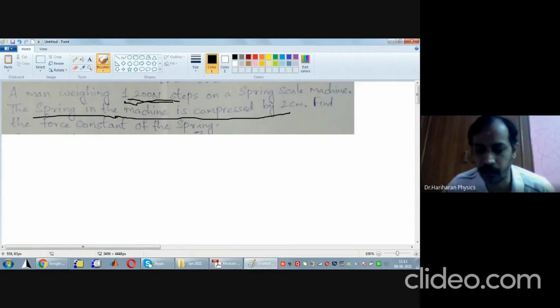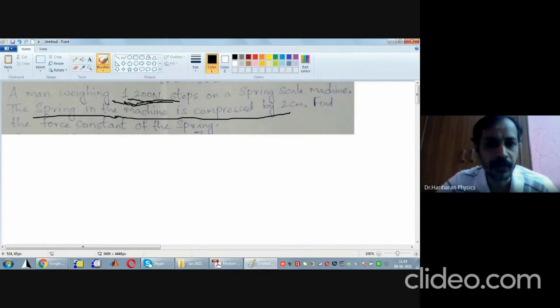Generally we all know what that is. Spring balances or weighing machines are used to measure the weight of a person or of objects, correct? So when this man weighing 1200 newtons steps onto a spring balance, the spring gets compressed by how much distance? 2 centimeters. So what is our goal here? To know the weight of the person or to know the characteristic of the spring? We have to know the characteristic of the spring.